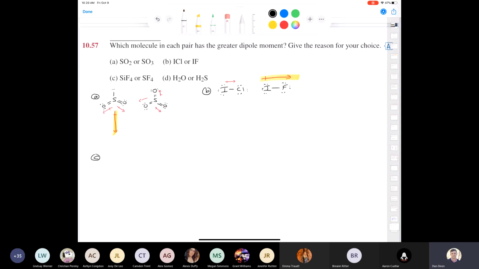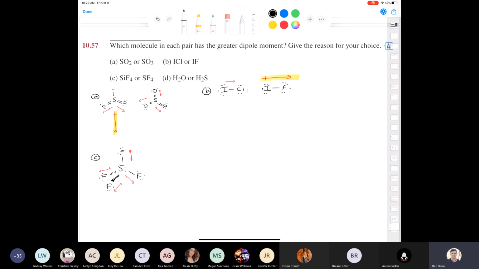In C, we're looking at silicon tetrafluoride, which has a tetrahedral electron and molecular geometry, which looks something like this. There we go. All of those dipoles, which are certainly there, but all 4 of these dipoles are pulling in equal and opposite directions from that silicon, right? They're all pulling to the 4 corners of the tetrahedron, and therefore they all cancel out.